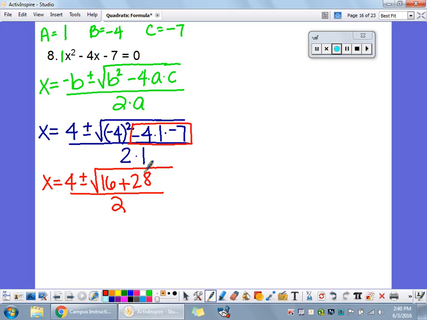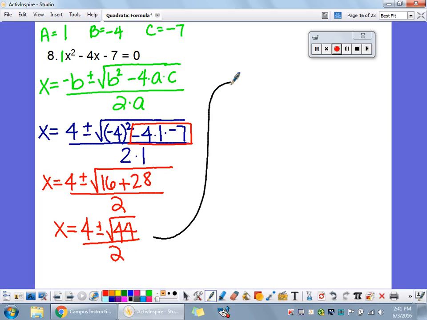Okay? Again, we're not done with the discriminant yet because we need to simplify. So x is equal to 4 plus or minus the square root of 44, and then the whole side is over 2. And again, I'm going to move this up here so that we have a little bit extra space. So x equals 4 plus or minus the square root of 44 all over 2.